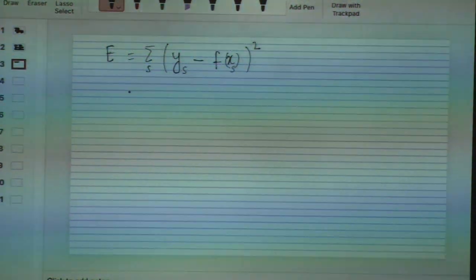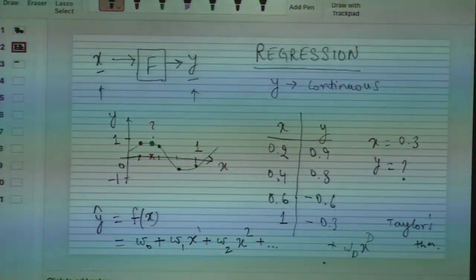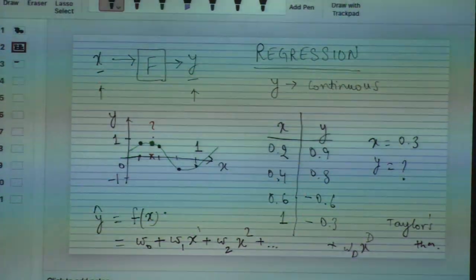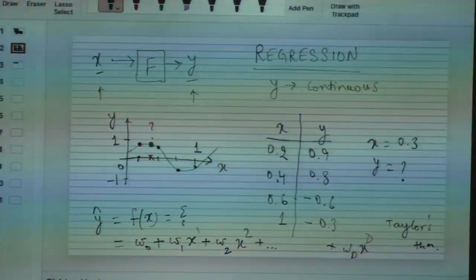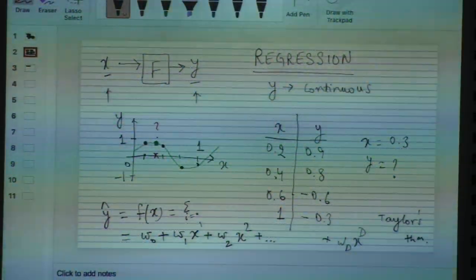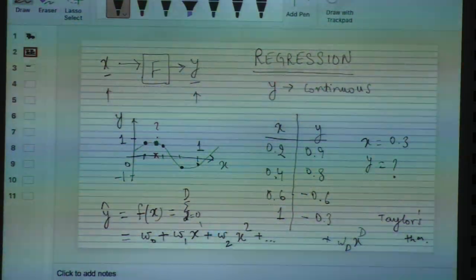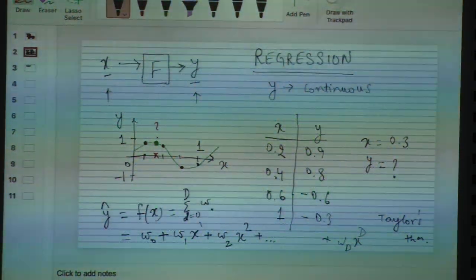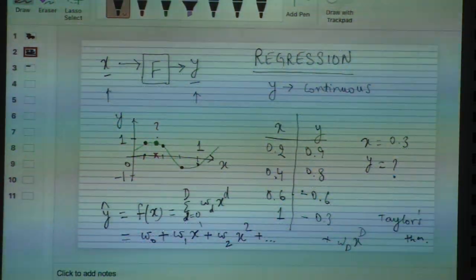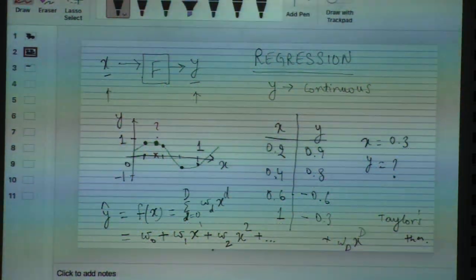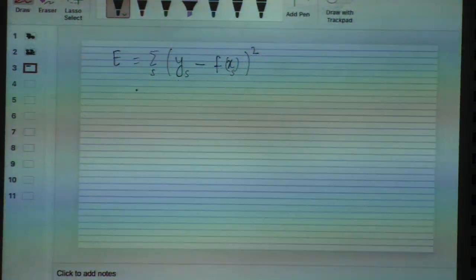So can I write it like this? Okay, let's go to the previous thing. So here this thing can also be written as summation i equal to 0 to small d, w_d x to the power d. Can I write it like this? Means this is just summation, this is a shorthand representation. Okay, so let me put it here.